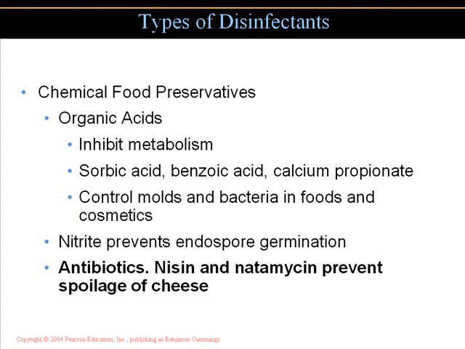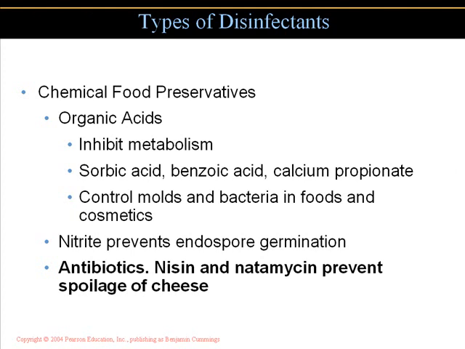And this is just a summary. Again, chemical food preservatives, organic acids, what you want them to do, inhibit metabolism: sorbic acid, benzoic acid, calcium propionate. They control mold, bacteria in foods and cosmetics. Nitrites prevent endospore germination.